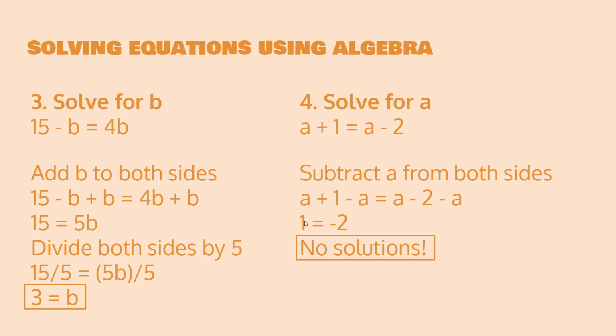And instead of getting 1 equals negative 2, if you had gotten something like 1 equals 1, then that would mean that there's actually infinite solutions. So you can make a have any value and the equation would always be true because again the variable has no effect on the other numbers that are in this equation.